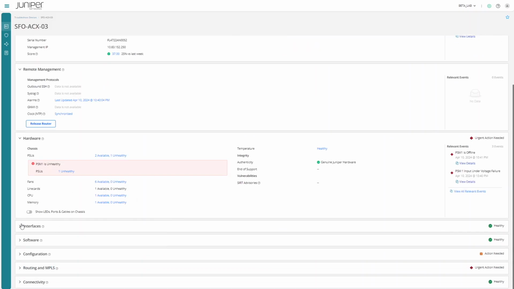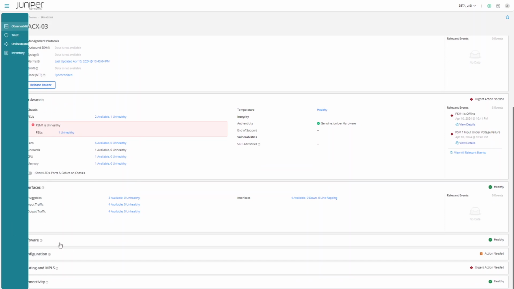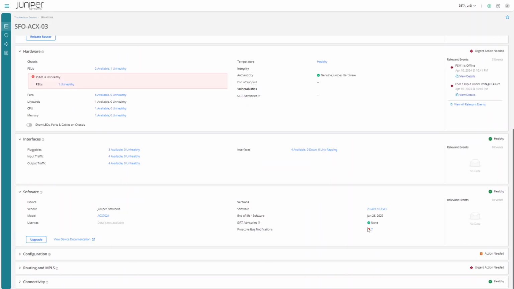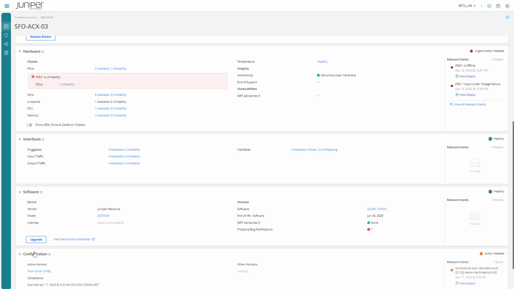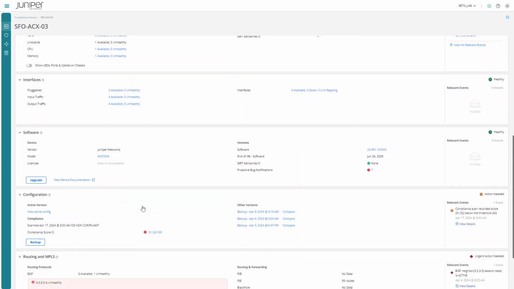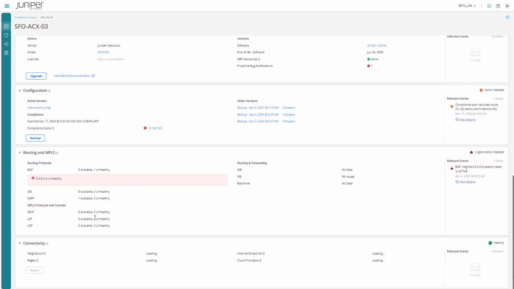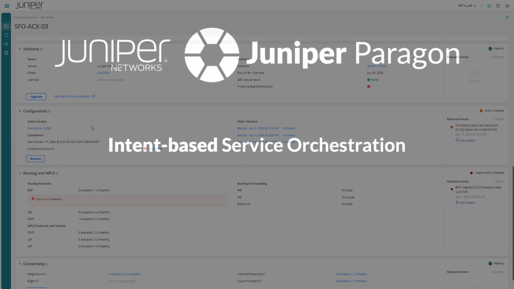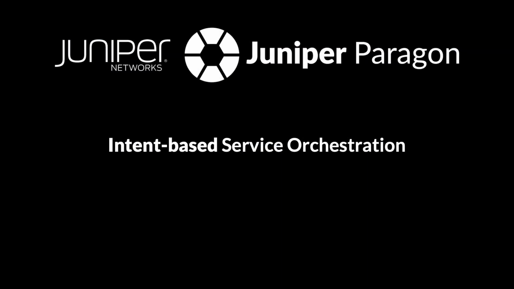Combine this with Paragon's network optimization use cases, like latency-based routing and congestion avoidance, where closed-loop automation can mitigate the impact of these issues so you can fix the root cause while minimizing the impact on user experience. So, that's how intent-based service orchestration is done in the transport network.